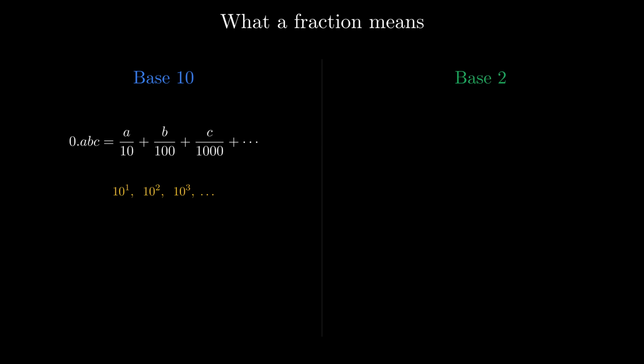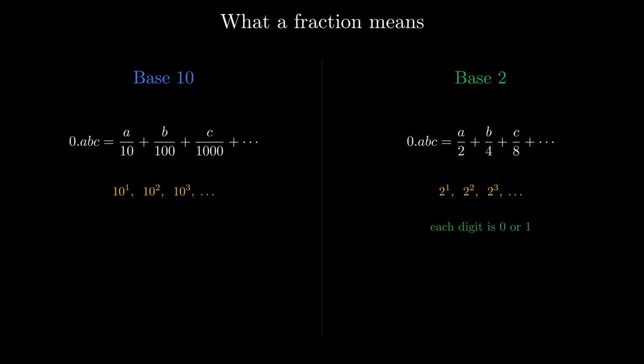Start with what a fraction even means. In our everyday base 10, the number 0.abc means a over 10 plus b over 100 plus c over 1000 and so on. Each place is the next power of 10 in the denominator. Binary works the exact same way with one change. Each digit is now only 0 or 1, and the denominators are powers of 2 instead of powers of 10. So a base 2 fraction 0.abc means a over 2 plus b over 4 plus c over 8.